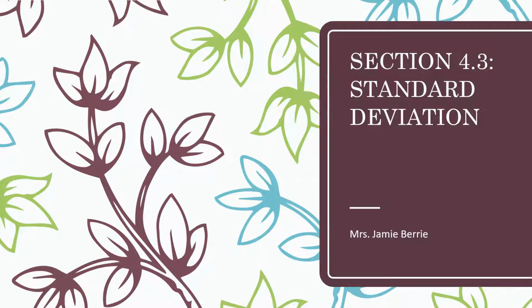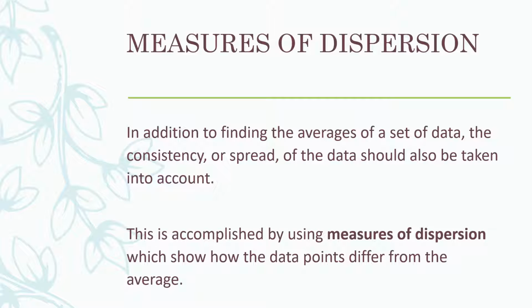In this video, we're going to go over section 4.3 from your textbook, which is all about standard deviation of a data set. A standard deviation is a type of measure of dispersion. In addition to finding the averages of a data set, remember we just talked about what the averages were. Averages are the mean, the median, and the mode.